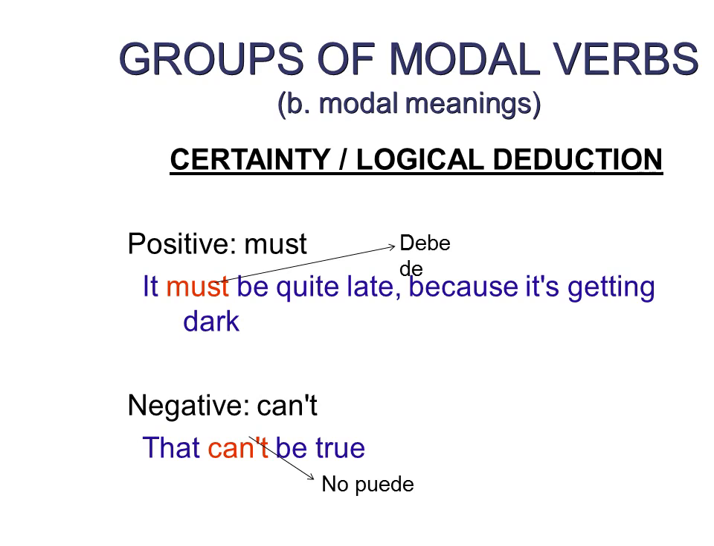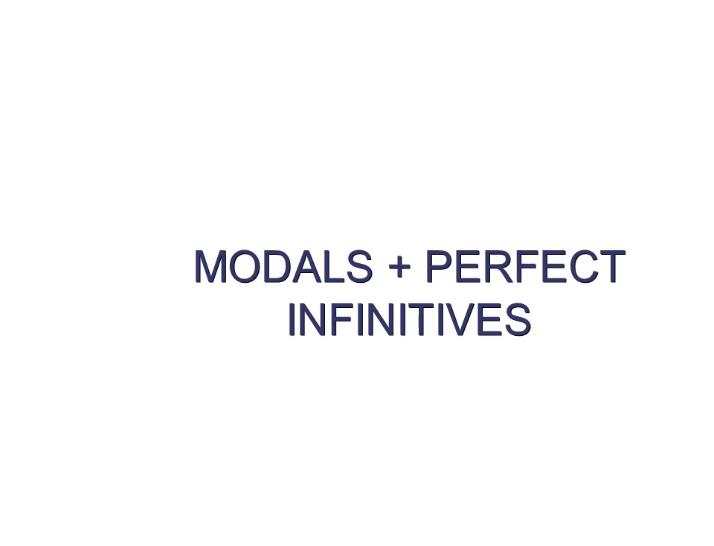We can also talk about certainty or logical deduction. We can use must for when we're 100% sure. It must be quite late because it's getting dark. The negative is when something is impossible, with can't. That can't be true.